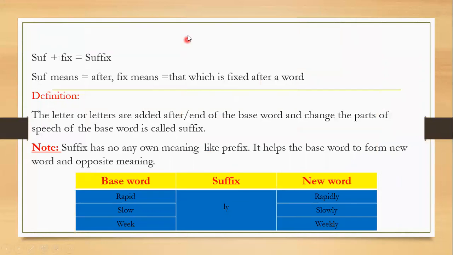Dear students, in this section, I will discuss the suffix. Suf means after. Fix means that which is fixed after a word. So let's learn the definition of the suffix. What is called suffix? The letter or letters added after or at the end of the base word that change the parts of speech of the base word is called suffix.